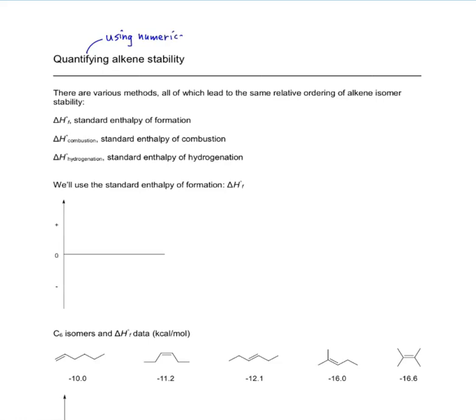So using numerical data to rationalize or explain a set of alkene stabilities. Now there are different ways that you can do this. You don't have to use the same approach every time, but the general approach is really always going to be the same thing, and it has to do with using data from a particular reaction. So for example, and this is what we're going to do today, you could use the standard enthalpy of formation.